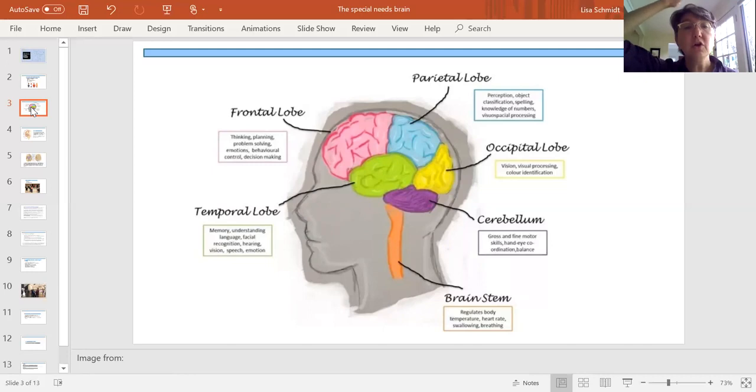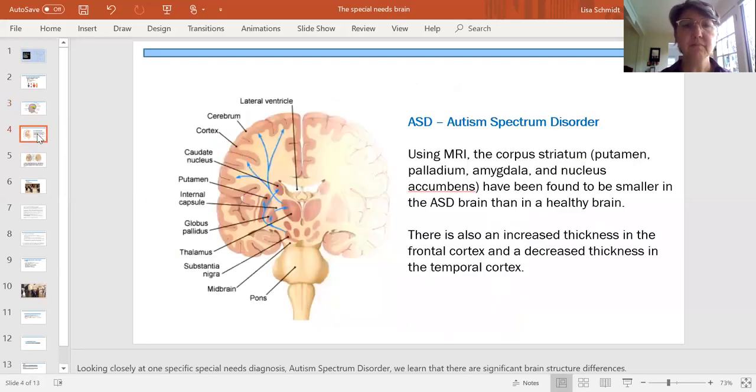The frontal lobe up here is really about thinking, planning, problem solving, emotions, behavioral control, decision making, and so that is the area where we see impact and then behavioral changes, and then also inside in the corpus striatum. So let's take a look there. So that's the basics of how a healthy brain looks, and everybody still has all these lobes regardless of your special needs.